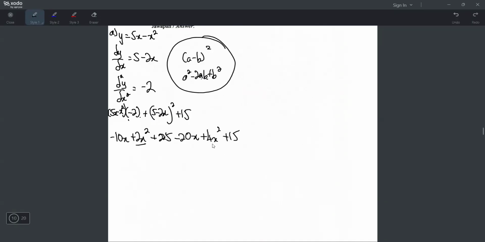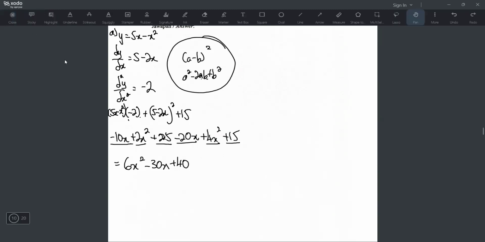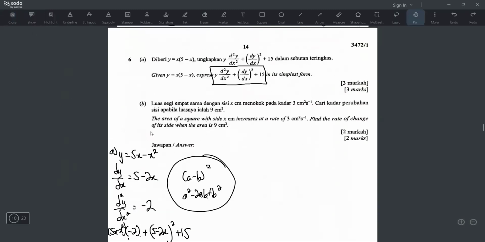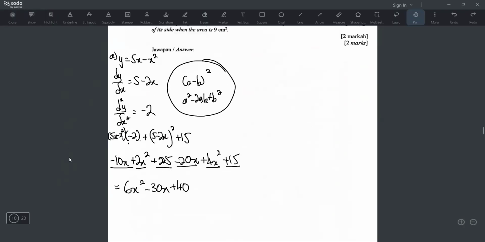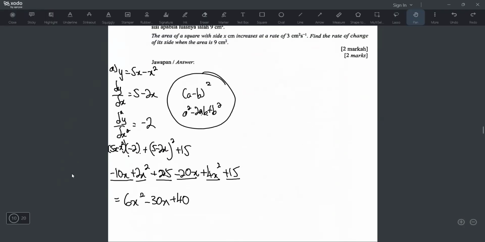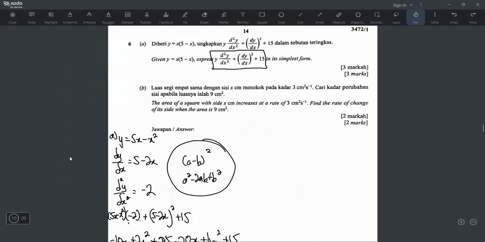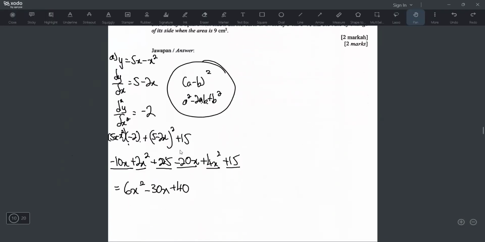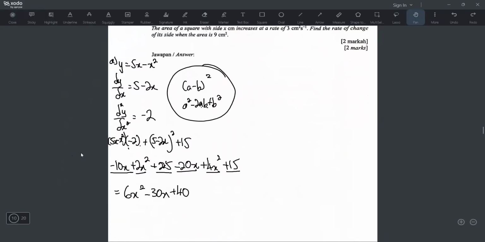Right? Okay, what is 2x squared plus 4x squared? 6x squared. What is -10x minus 20x? -30x. 25 plus 15 is 40. Right? So this is your answer. Okay? They only ask you to express in simplest form, right? So yeah, this is the simplest form. Okay, you don't have to do anything else. Finish already. This is the answer. Okay, because they only want us to express in simplest form. So this is how it looks like in the simplest form.